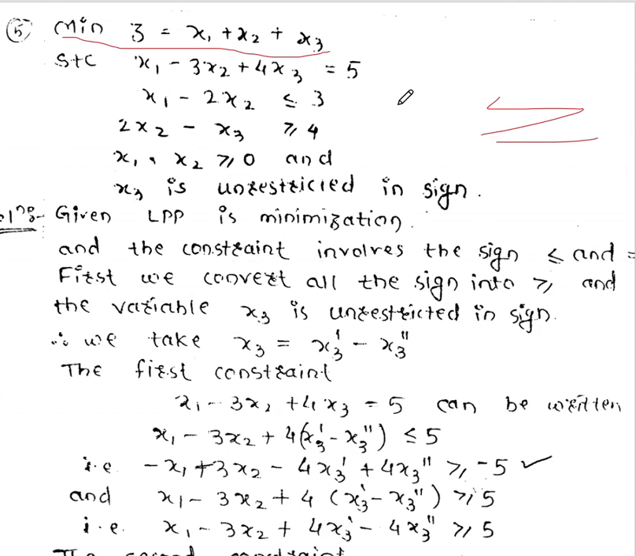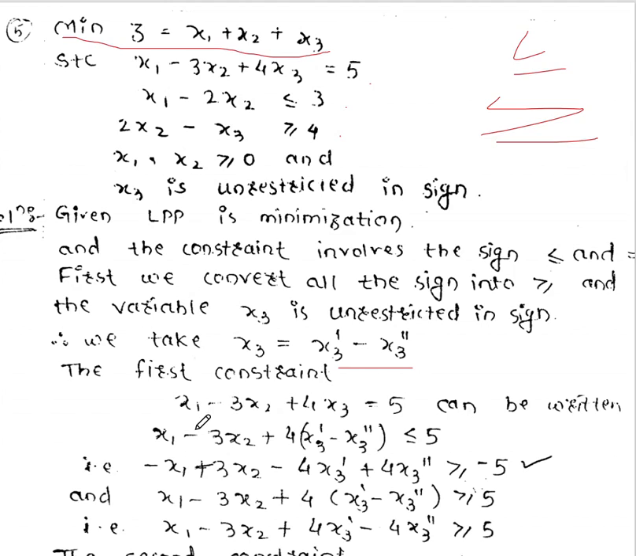This equal to sign can be converted into two forms, less than or equal to and greater than or equal to. The constraints involve the signs less than or equal to and equal to. First we will convert all the signs to greater than or equal to, and the variable x3 is unrestricted in sign, so we will replace it as a difference between two variables: x3 = x3' - x3''.